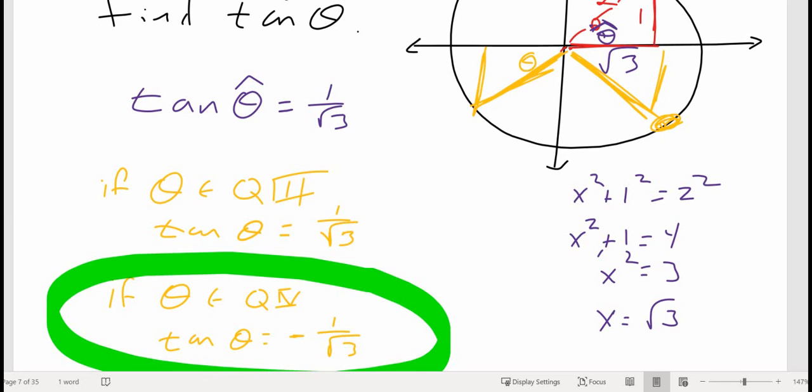So when I see those questions, I do everything in quadrant 1 because I can deal with the positives. I find the sides of the triangle. And then I just think about whether things are positive or negative to figure out what the sign of tangent is, right? And that will change depending on which quadrant it's in. Does that make sense, what I'm doing?